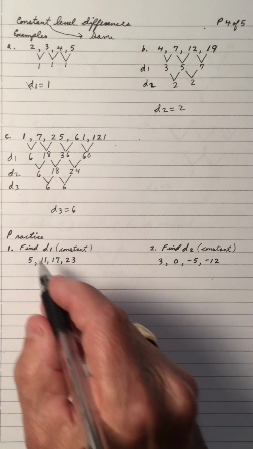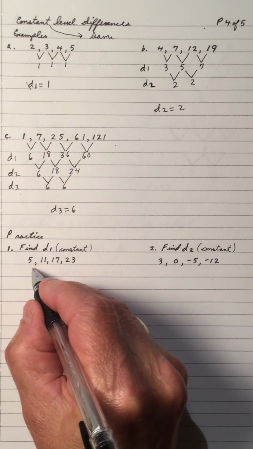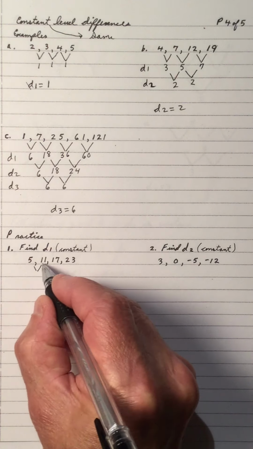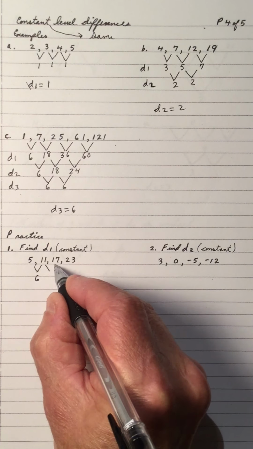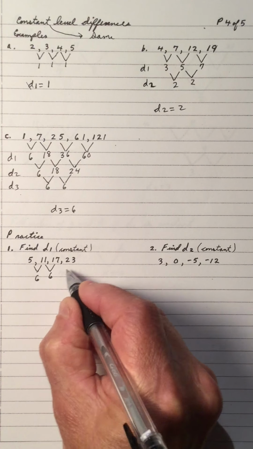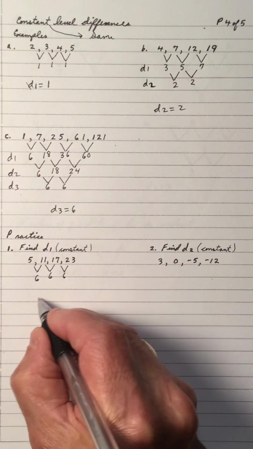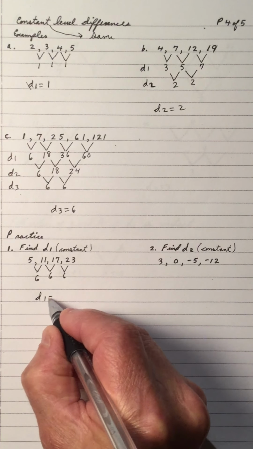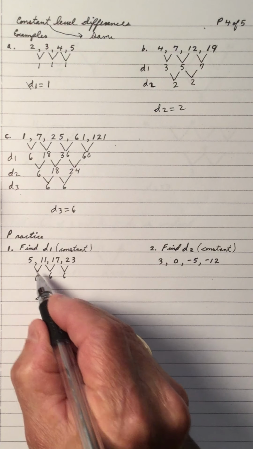And practice. Number 1, find the D1 constant. So level 1, let's see, subtract. 11 subtract 5 is 6. 17 subtract 11 is 6. 23 subtract 17 is 6. So D1 is equal to 6. It's a constant level difference. The first level difference is 6, constant.